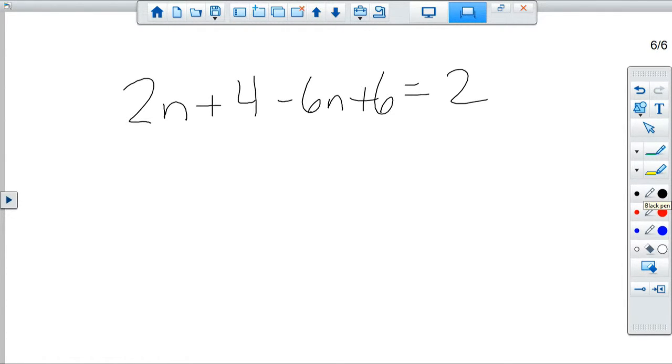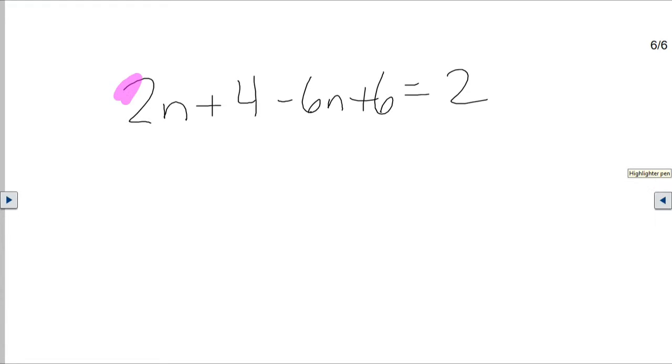Okay, we're not going to start solving this yet. You could, but typically we want to combine as much stuff together, simplify first before we start solving. So really we just need to identify what are the like terms here in our equation. What can I combine together? So I take a look, I've got a 2n, and I combine that with a minus 6n.